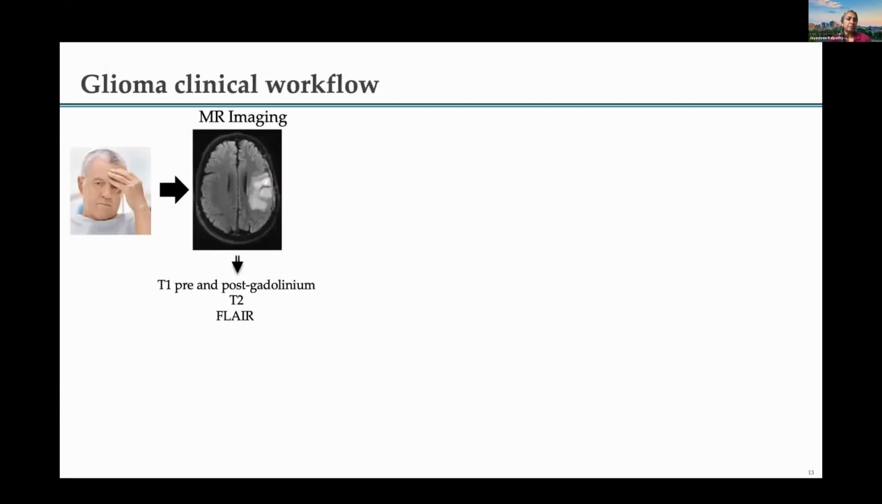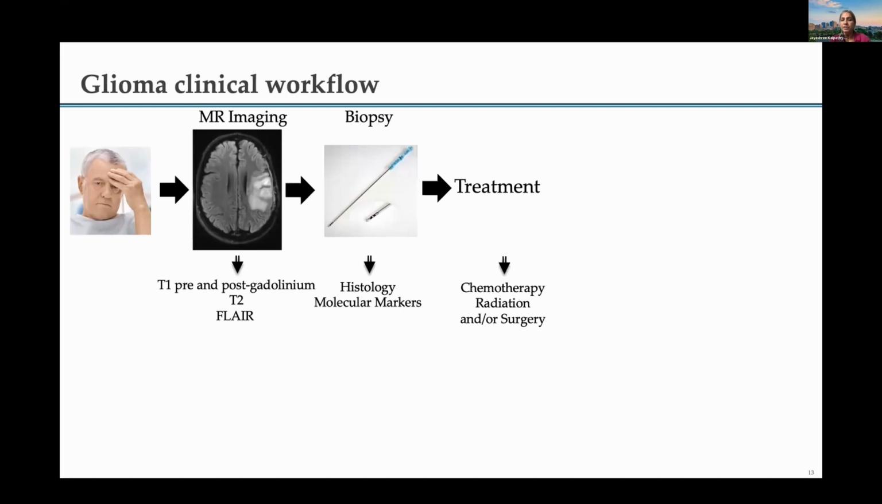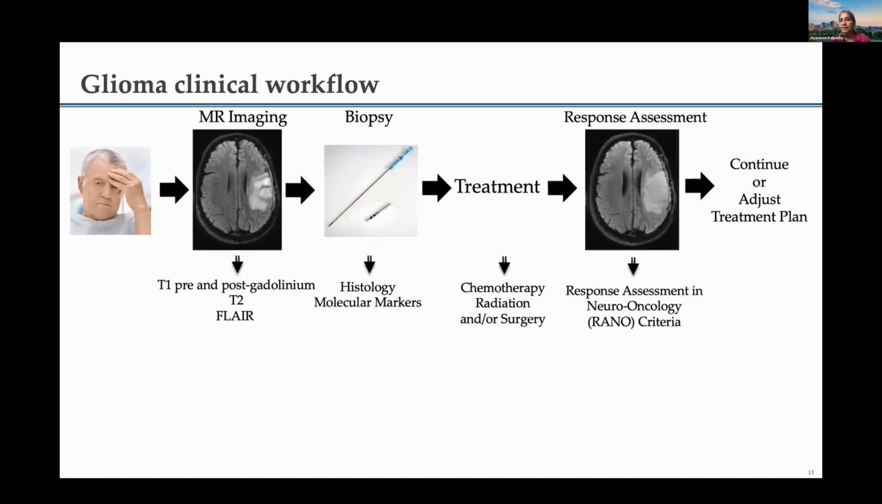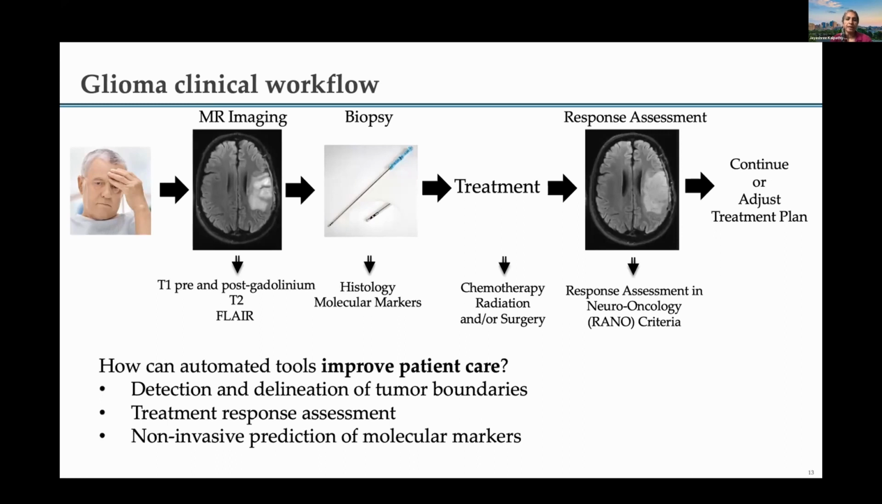So an example of that is glioma. If you have a brain tumor, your patient might come in with a headache or some symptoms that might suggest that maybe they should get some MR imaging. There's a fairly standard set of images that are required. This could be pre and post contrast T1 images, T2, FLAIR, diffusion, perfusion, and so on. Often a biopsy is done to assess what kind of tumor it might be. Then a treatment regimen is selected, and then response assessment is needed to see if the patient is responding to therapy or perhaps a change is necessary.